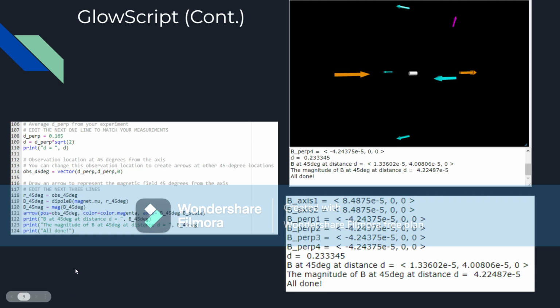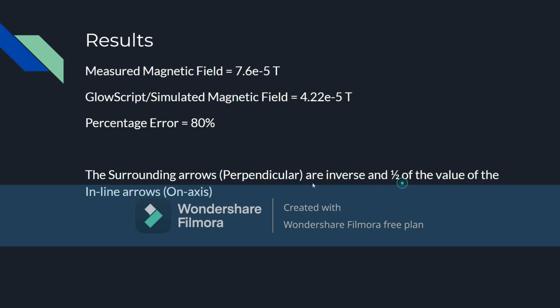On the left side, I changed it so that both the magnitude and degree of B would show up when the code was run, and I changed the d perp value to match my experimental value. This led to a B magnitude of 4.22e-5 Tesla.